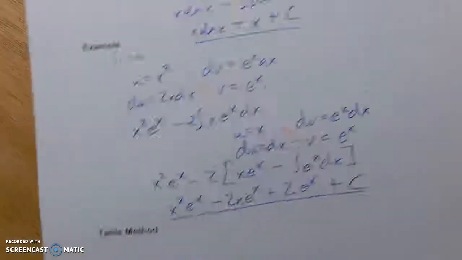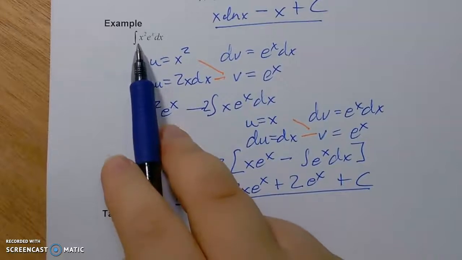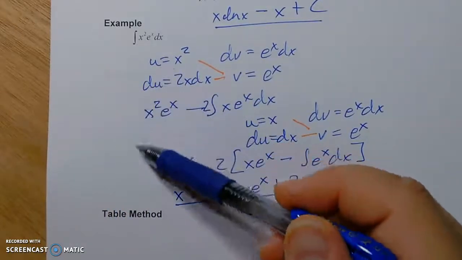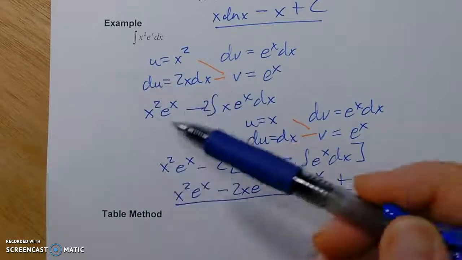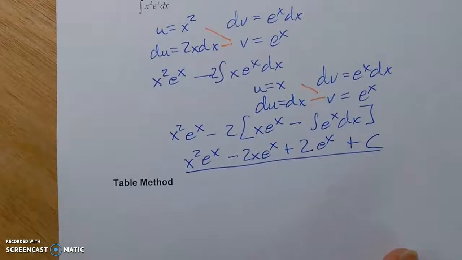Now, what we just saw here is something where we can use what is called the table method. And the table method works in 2 special cases. One, when we have something that decays and is going to eventually, as you take derivatives, go away. So some kind of polynomial. Or something that repeats, like a trig function. So let's start with this polynomial.